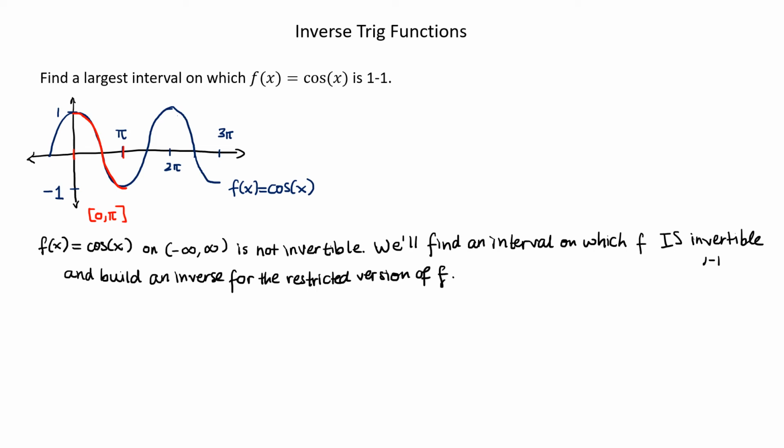Equally good is the interval pi to 2 pi. If we look at pi to 2 pi, this blue function is one-to-one. And there are many more. We could continue doing it in this way. So there are lots of options. There is a conventional answer. Our convention is going to be to restrict cosine x to 0 to pi.